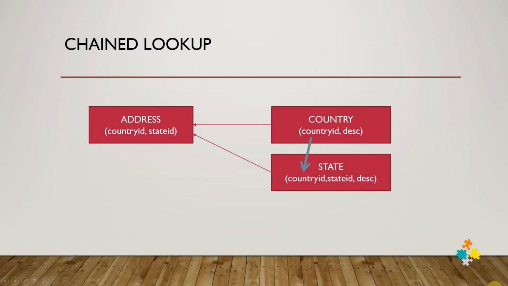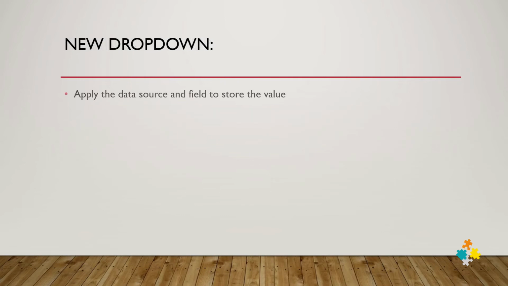So let's summarize. To create a chain dropdown, you must put two dropdown components on the form and bind them to the data source and field of the primary table. In this sample, this is the address table.